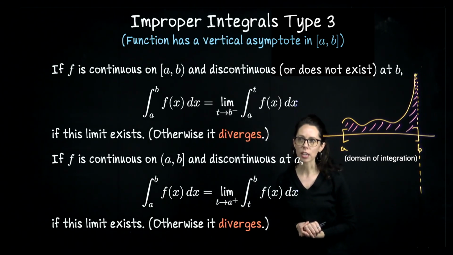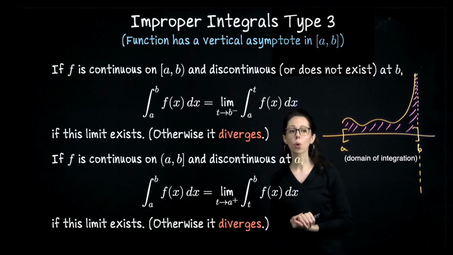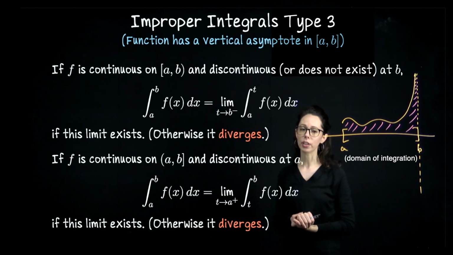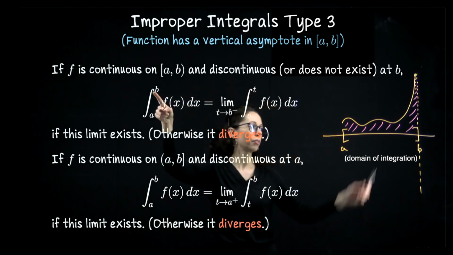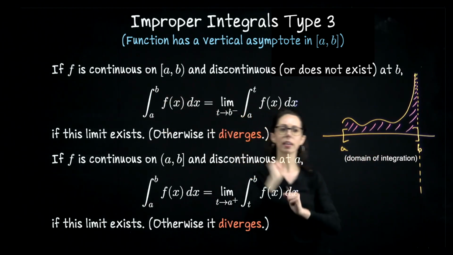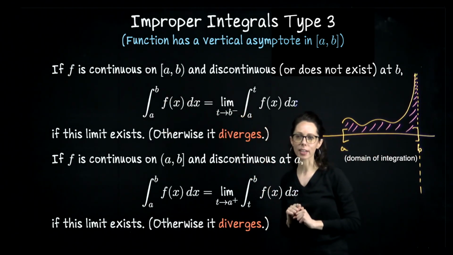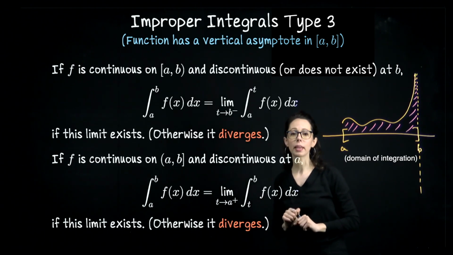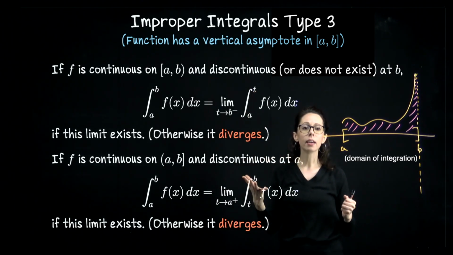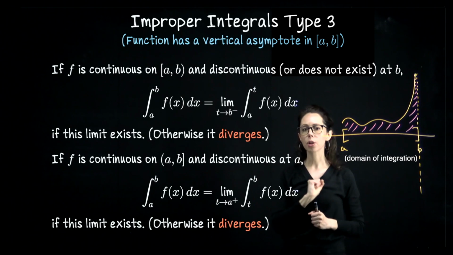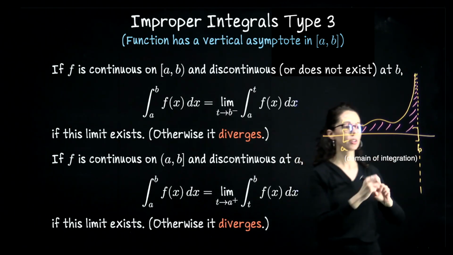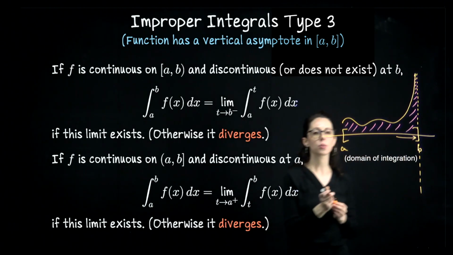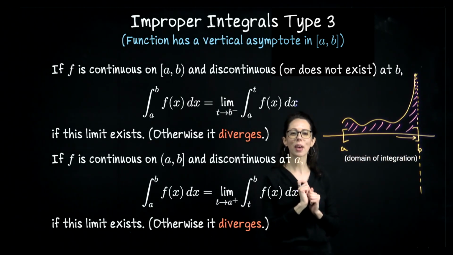The strategy for evaluating these improper integrals is going to be like what we did in the previous two videos. We are going to take the problematic bound. In this case, it's b. So for this picture, we are approaching infinity for this function as x approaches b from the left. We will replace that with a number called t, and then we will let t approach b. So rather than approaching infinity, t here is going to approach the place where we have a vertical asymptote. So let's go ahead and look at some examples.